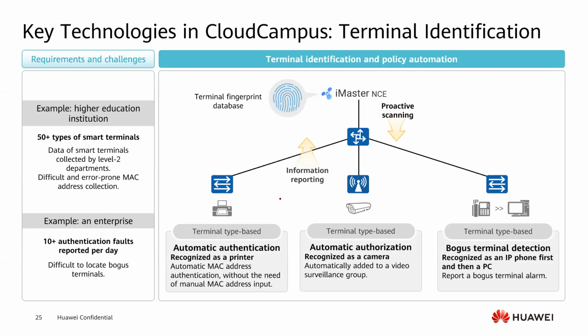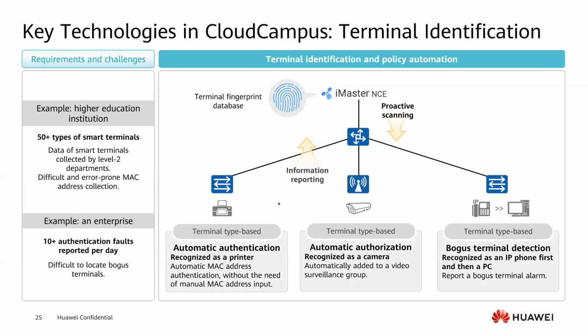So the controller, and the administrator, cannot recognize the specific type of the terminal, and the network service configurations and policies vary according to the terminal type. So it's not easy for the administrators to do the policy control based on the MAC address.